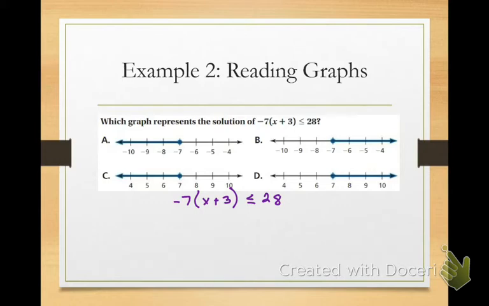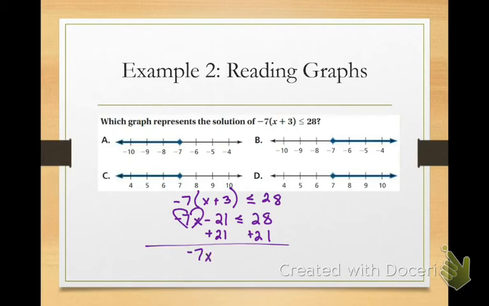-7x, very good. All right, what's -7 times +3? -21. Okay, now where does my heart go? Over the -7x. And then how do I get -21 to cancel? Add 21. Okay, so -7x is less than or equal to 49.